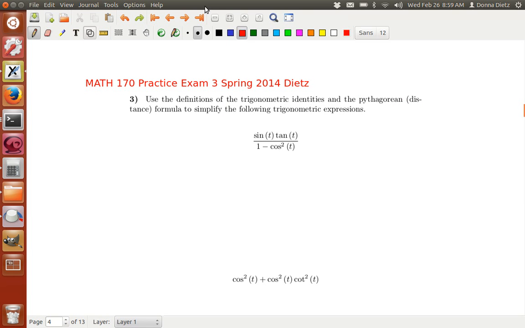Third question. Use the definition of trigonometric identities and the Pythagorean theorem, or the distance formula, to simplify the following two trigonometric expressions. There are all sorts of rules that you can learn, and you're welcome to use them, like 1 minus cosine squared is sine squared. You can just go ahead and replace 1 minus cosine squared with sine squared if it's something you happen to know.